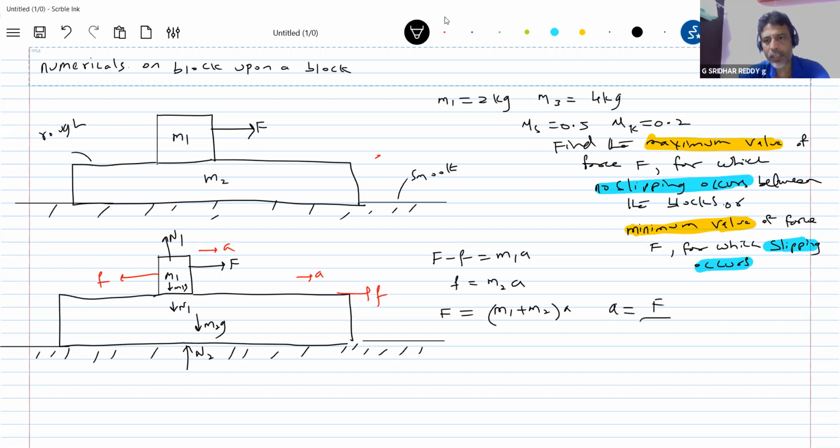And what is the acceleration equal to? F by m1 plus m2. Let's substitute the value of a in this equation. Then how much is the frictional force? f equal to m2F by m1 plus m2. As I increase the applied force, what will happen to the friction? It will increase. So the friction acting, is it static or kinetic? It's static because there's no relative motion between the surfaces.